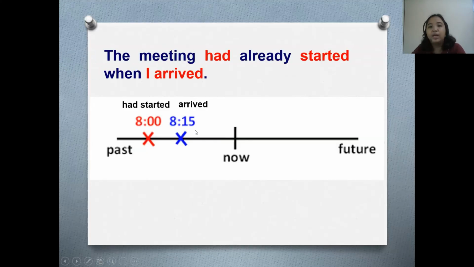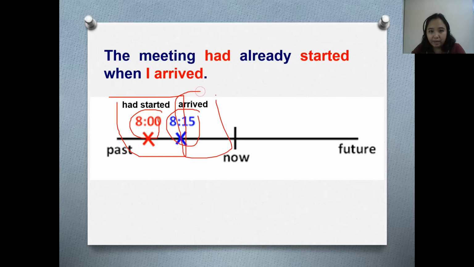Now, the next sentence is just the same, but this time we have different verbs. The first action occurred at 8 o'clock, while the second action occurred at 8:15. So let's read the sentence. The meeting had already started when I arrived. So, the meeting started first, and then he arrived.